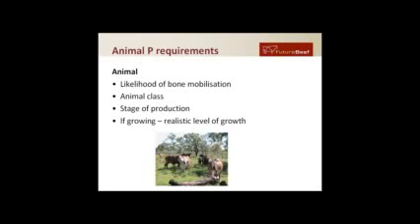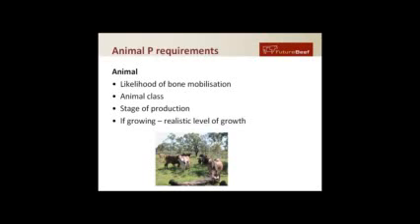Also, we need to look at what's a realistic level of growth for our particular property. So if we've got country that's very good in terms of protein energy levels, then there's more scope for putting condition on those animals, so those animals will be able to utilize more phosphorus. So we need to hone in a little bit on what the requirements are, and what sort of level of production we can realistically expect from those animals, and when we are likely to turn them off.